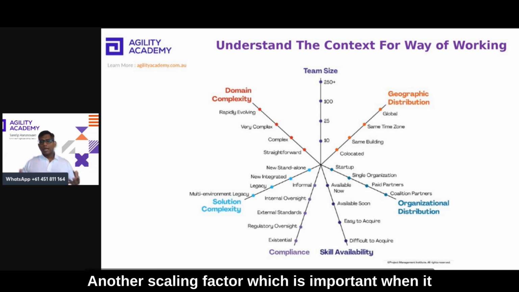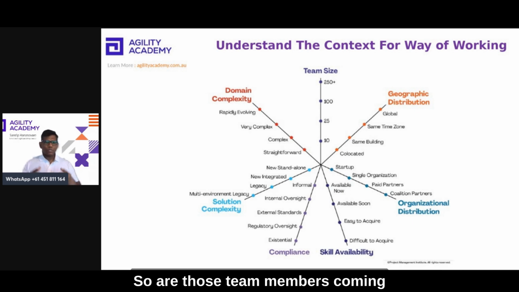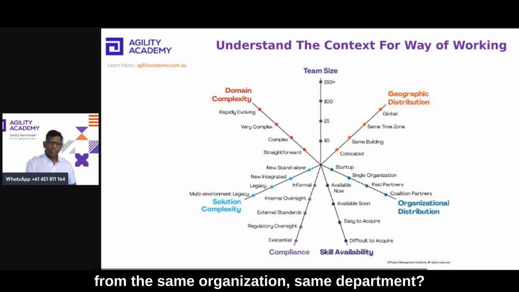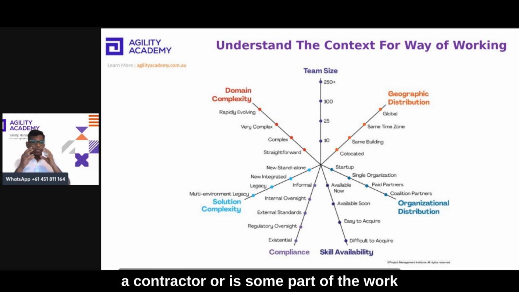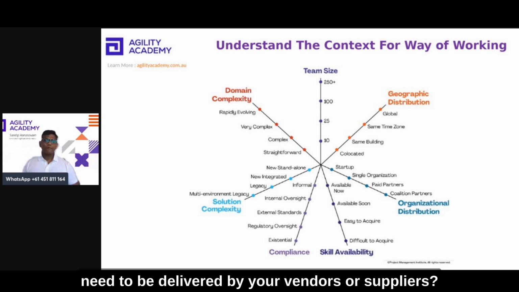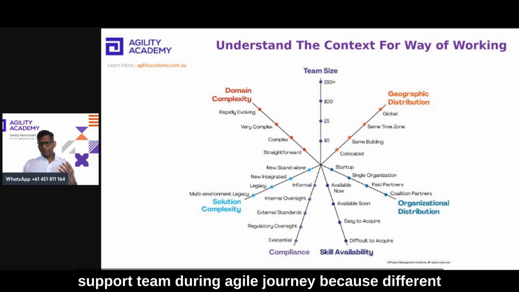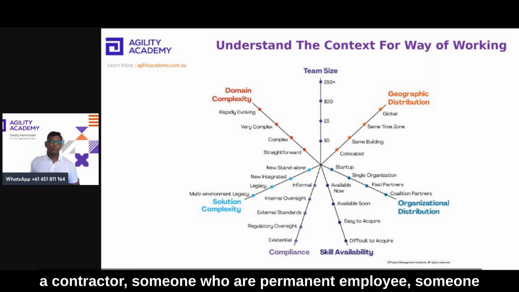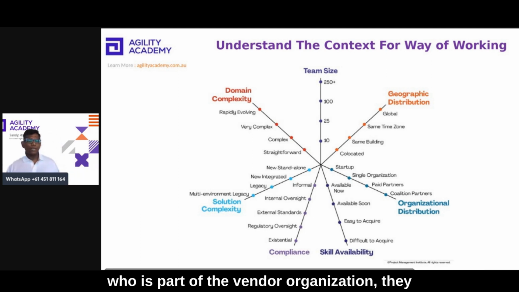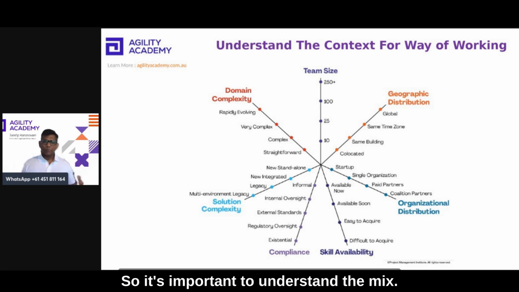Another scaling factor which is important when it comes to supporting teams is organizational distribution. Are those team members coming from the same organization, same department, or are you expecting someone to be hired as a contractor? Or does some part of the work need to be delivered by your vendors or suppliers? These things also play a crucial role in order to understand the context and support the team during the agile journey, because different people have different experience. If you have someone coming as a contractor, someone who is a permanent employee, someone who is part of the vendor organization, they might bring different culture, different understanding of agile. So it's important to understand the mix.